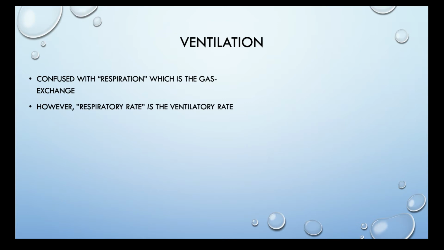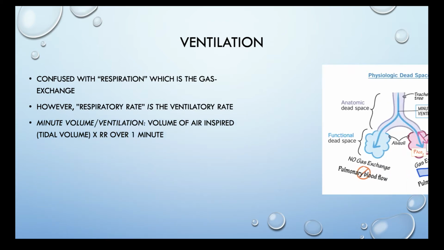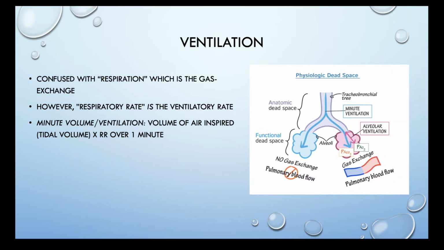The thing that gets people confused is that the ventilatory rate is the same thing as the respiratory rate. So if somebody has a respiratory rate of 18, that means they're ventilating 18 times. They're sucking air into their lungs 18 times. It does not mean that they're actually perfusing. It just means that they're ventilating. And then we have something called the minute volume or minute ventilation, and it's basically the amount of air that we move in and out of our lungs over a period of 1 minute.